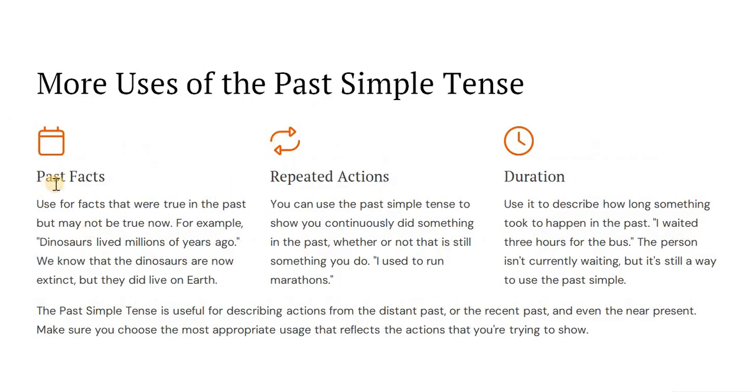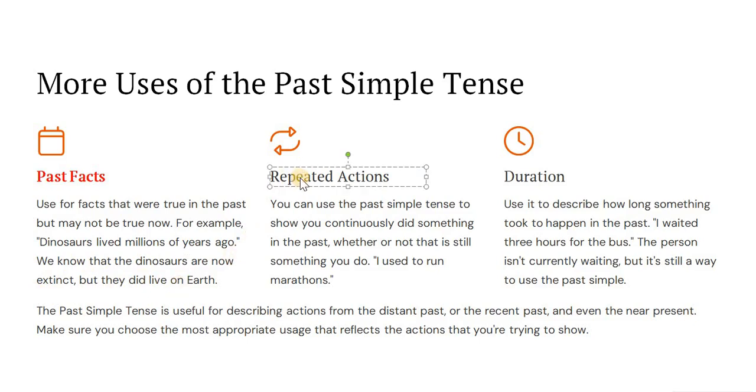Past facts. The past simple tense refers to facts that were true in the past but may not be true now. For example, dinosaurs lived millions of years ago. We know that dinosaurs are now extinct, but they did live on Earth.